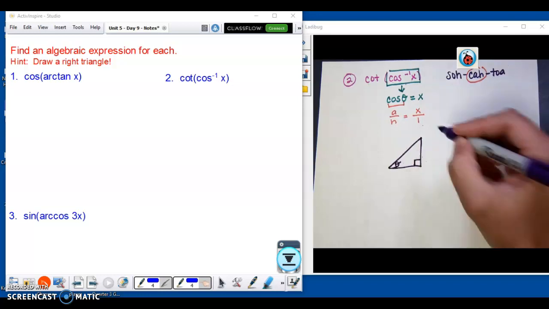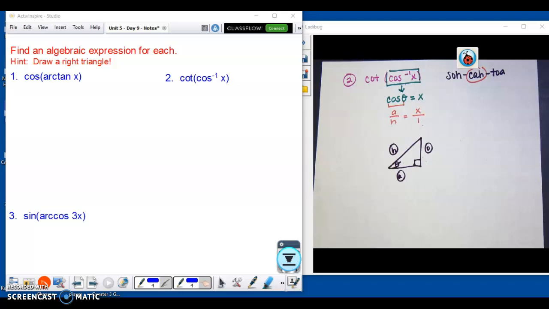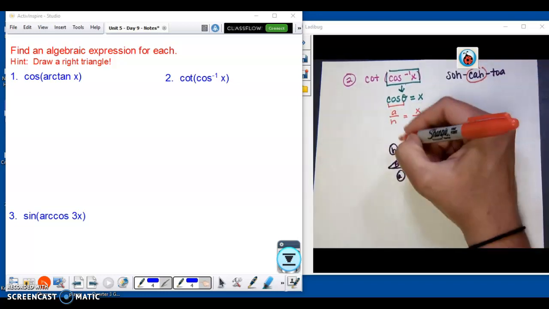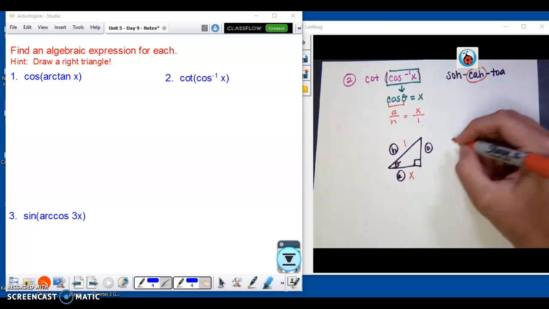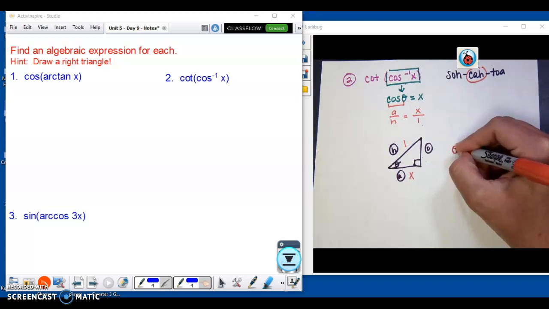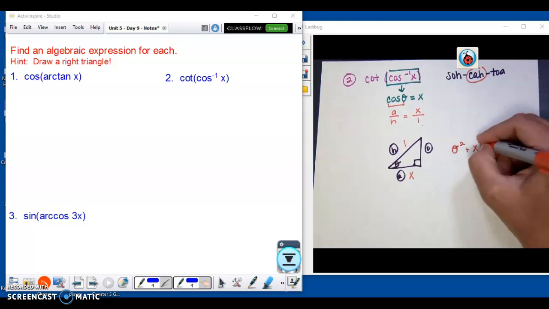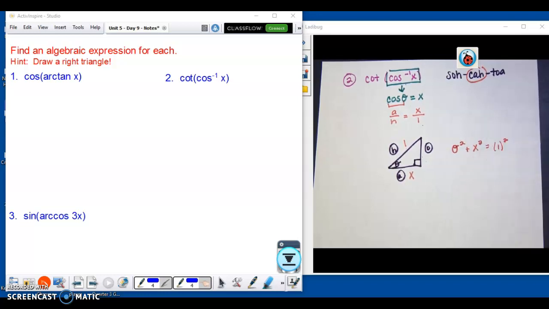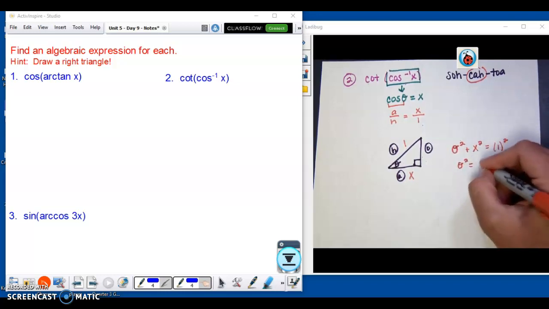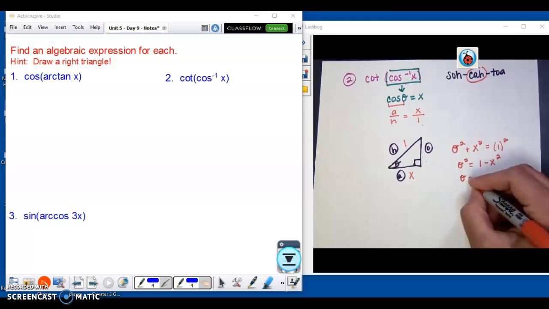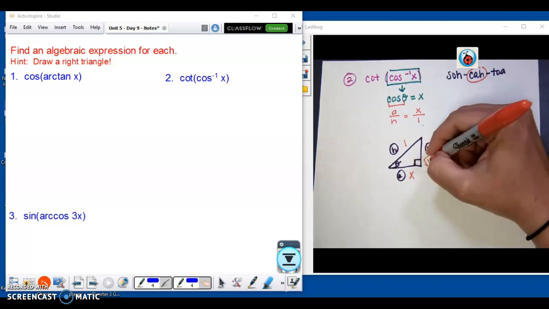I always just draw my triangles the same. This is my opposite, my adjacent, and my hypotenuse. We know that adjacent is x, hypotenuse is 1. So I'm going to go ahead and figure out what the opposite side is going to be. So I'm going to put a fancy little O here, so I'm going to do O squared plus A squared, which is x squared, is equal to my hypotenuse squared. Okay, I want to solve for this O, which is opposite. So I'm going to subtract over my x squared, and then I'm going to take the square root. So my opposite side is the square root of 1 minus x squared.